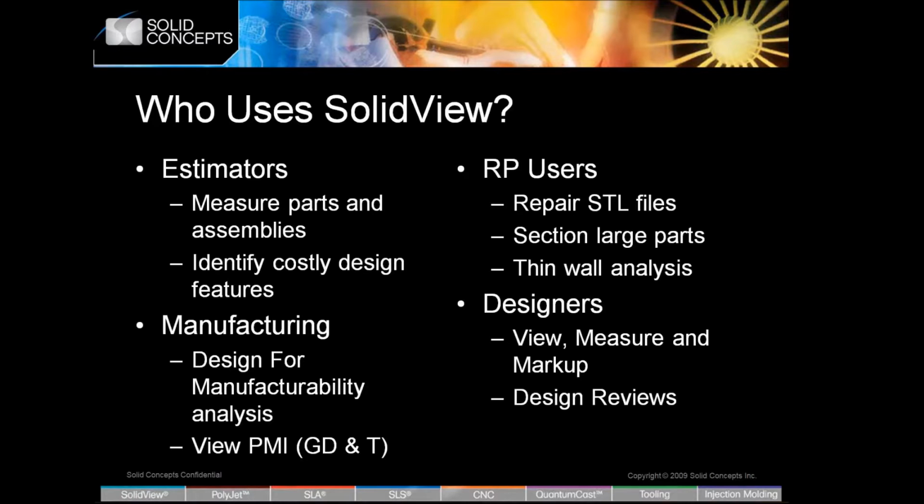You can now view what's commonly called product manufacturing information, or PMI, which is just like the GD&T information that used to be on a drawing, but it's now embedded inside the 3D CAD models. And as I mentioned earlier, we've got special functions for RP, or rapid prototyping, users, and that's the ability to repair STL files, section large parts, and do some thin wall analysis. That thin wall analysis is also useful in other applications such as injection molding and so forth.